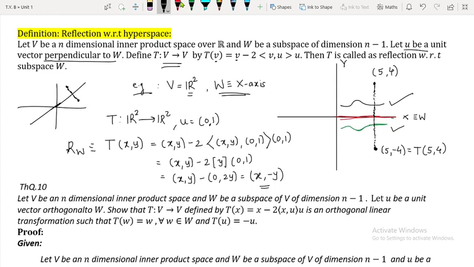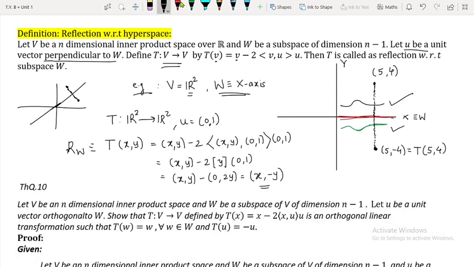Since V is R2, what should be our choice of W? It should be a subspace of dimension 1. So you can choose any line. Now if we talk about R3, the examples in R3, then what should be your W? W should be a subspace of dimension 2. It means it should be a plane passing through origin. Is that okay? So if we are having a vector space of dimension n, then you should have a subspace of dimension n minus 1. Then we can define reflection with respect to that subspace. Okay. So just some space over here, and we'll go for the next theorem, that is theory question number 10.